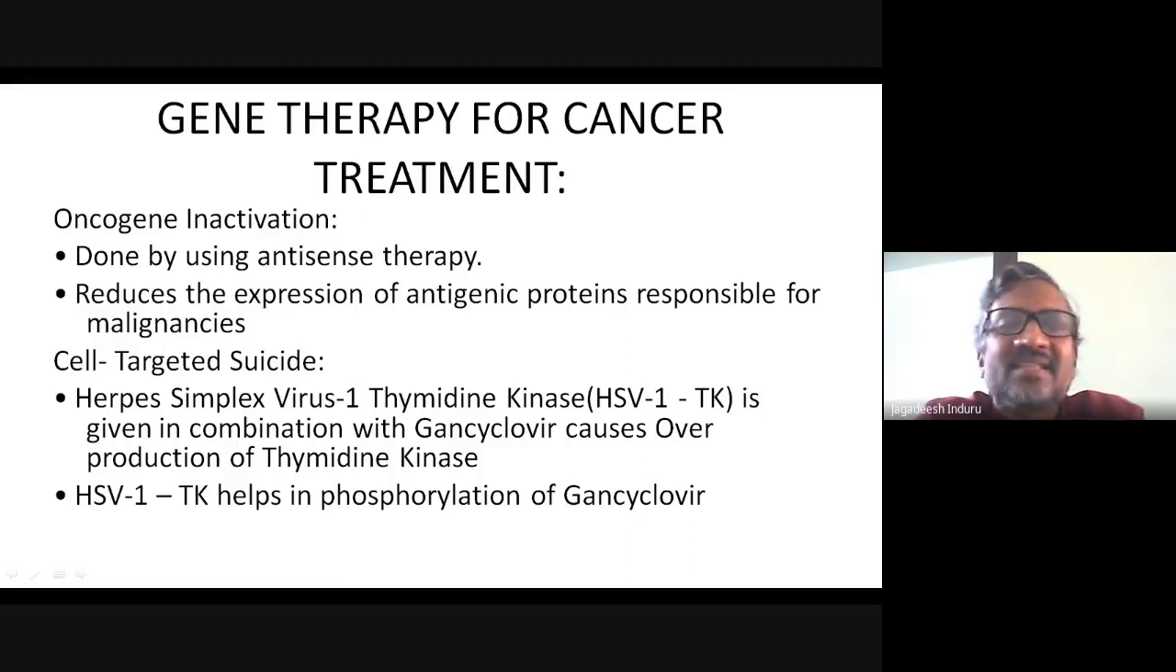So most of the time in gene therapy for cancer treatment, oncogene inactivation, you may be thinking about why it is not being implemented. There are some issues that have to be confirmed, and in the near future it may become a common therapy instead of the remaining treatments. Gene therapy for cancer treatment, oncogene inactivation, is done by using antisense therapy. These antisense genes have nothing to do with your genome and will be specific, but they have templates made according to the need of your therapy.